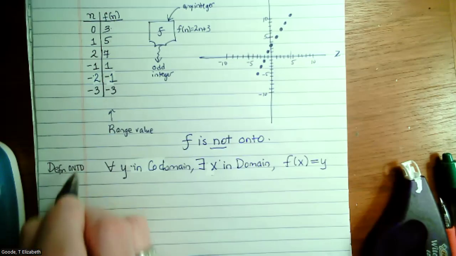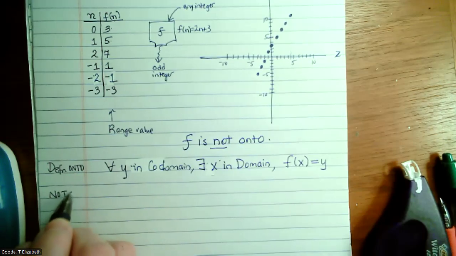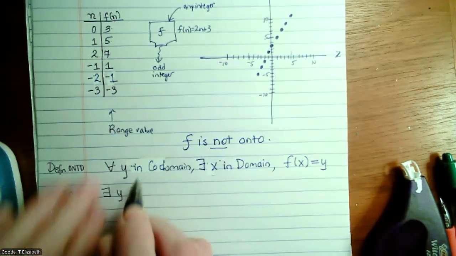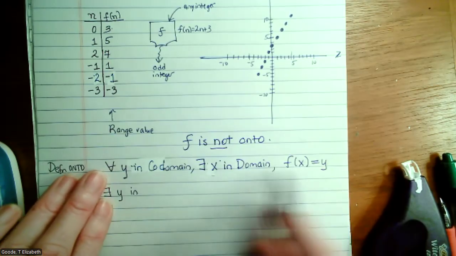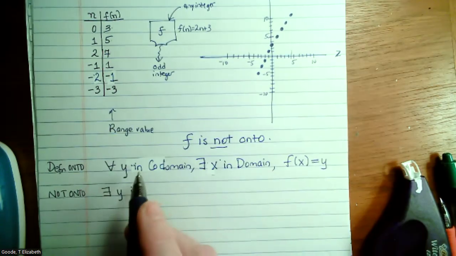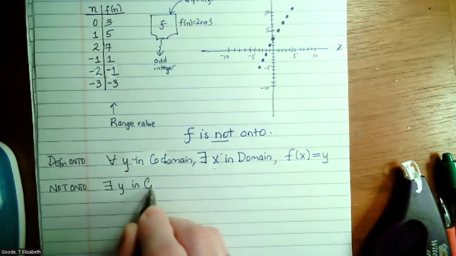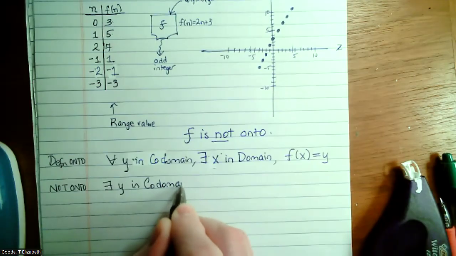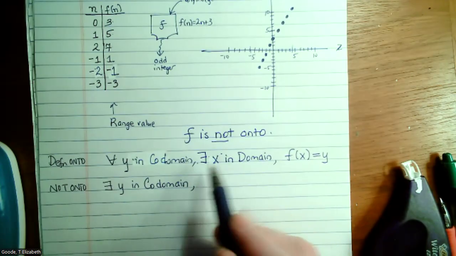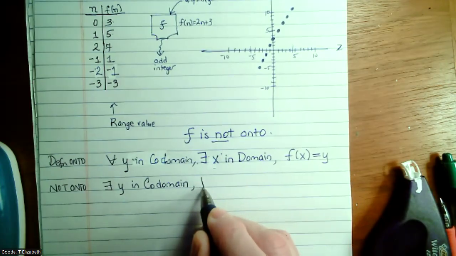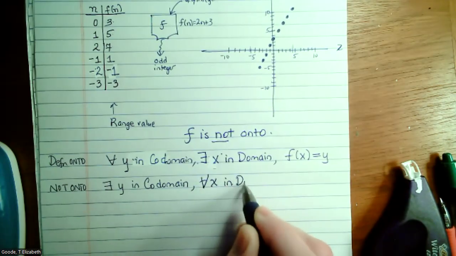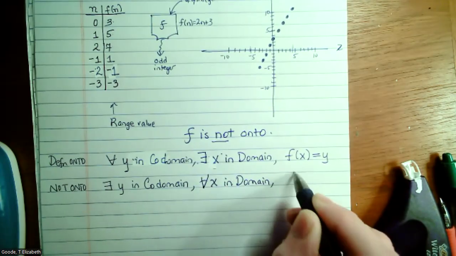So the negation would be that there is some y, right? We just take the negation of this doubly quantified statement. So what's the negation of for all? Exists. And we keep the same set. So there exists a Y in the codomain such that, it becomes for all because it's the for all negation, X in the domain, F of X is not equal to Y.